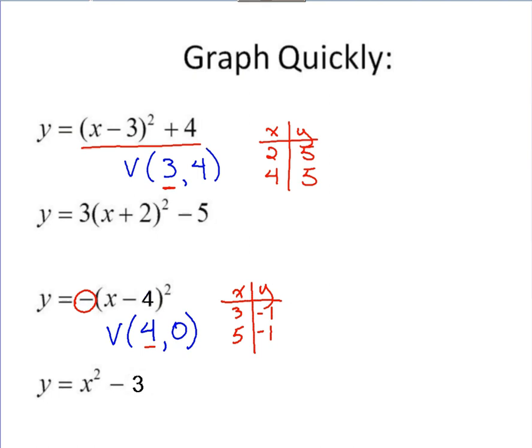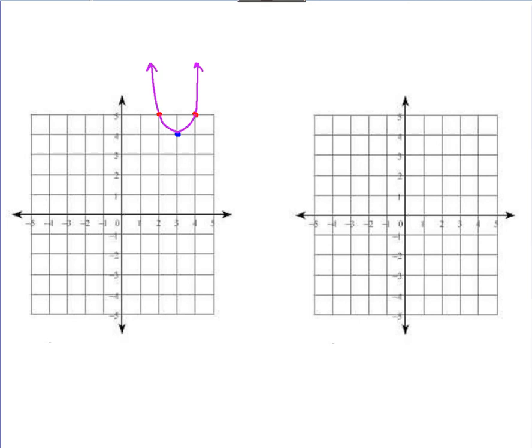So let's plot our vertex and our symmetrical points and form our parabola. So it was 4, 0 for the vertex. It was 3, negative 1, and 5, negative 1 for the symmetrical points. Looks like that's enough to play with. Let's go ahead and draw our curve.